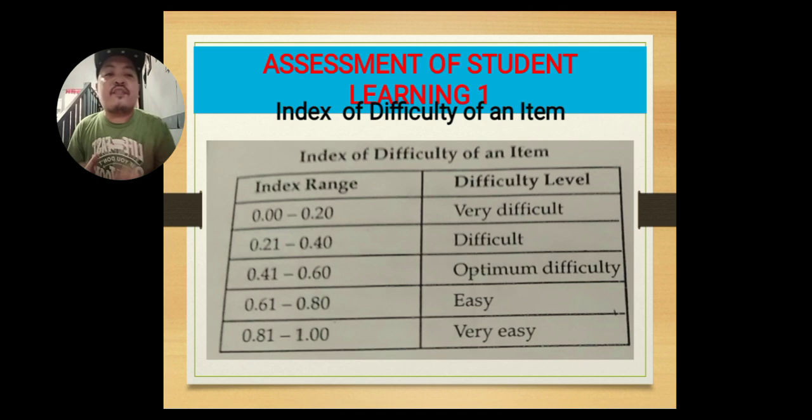From 0.21 to 0.40, that is difficult. From 0.41 to 0.60, that is optimum difficulty or moderate difficulty. From 0.61 to 0.80, that is equivalent to easy. And from 0.81 to 1.0, that is equivalent to very easy. That is the difficulty level of an item. Just remember this: when the difficulty level is very difficult or very easy, you will reject the item.